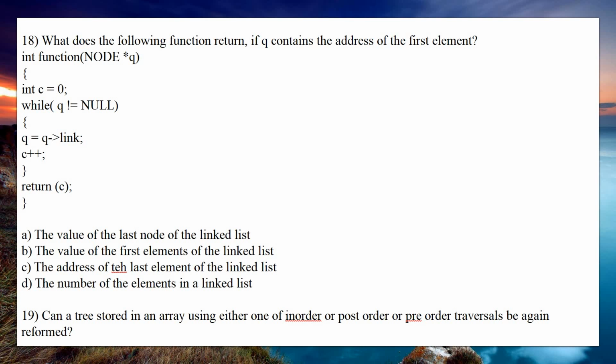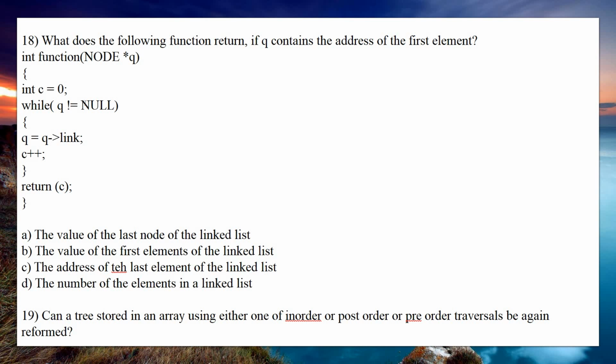The next one is the 18th question. What does the following function return if Q contains the address of the first element? Initially int C, that is count, equals 0. While Q is not equal to null, that is, while the first address is not equal to null, Q is equal to Q's link. Link is nothing but the pointer to the next element. Again you increment the count. So now C becomes 1.